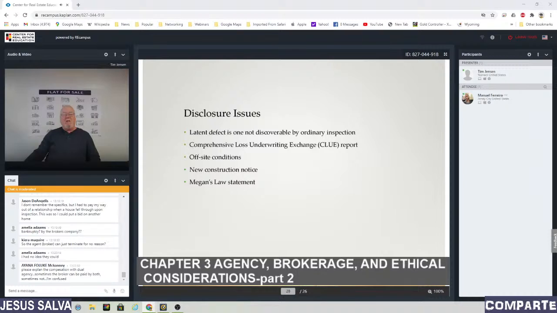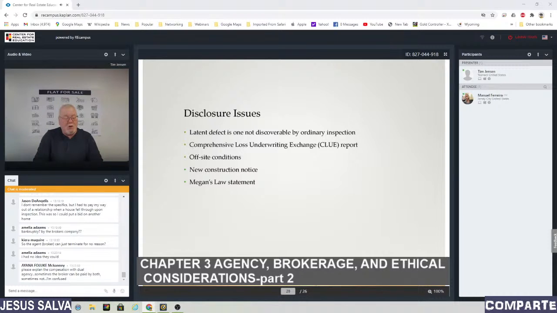The Comprehensive Loss Underwriting Exchange report, or the CLUE report: if the seller's house being sold had insurance claims against it in the past 5 years, there's actually something called a CLUE report. And a buyer can say, can I see a copy of your CLUE report? If we had no claims against the property in at least 7 or 8 years, then there would be no current CLUE report to relate. But if the seller did have claims, then they would possess the CLUE report, which must be passed on to the buyers. Other disclosure issues, off-site conditions.